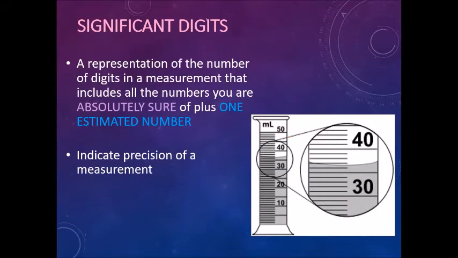As the example with the rulers, this one's an example with the graduated cylinders. Significant figures are a representation of the number of digits in a measurement that includes all the numbers that you are absolutely sure of, plus one estimated number, and that's called the uncertainty of the measurement. This is an indication of the precision of your measurement here.